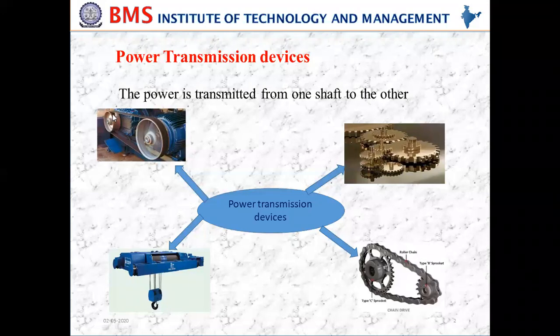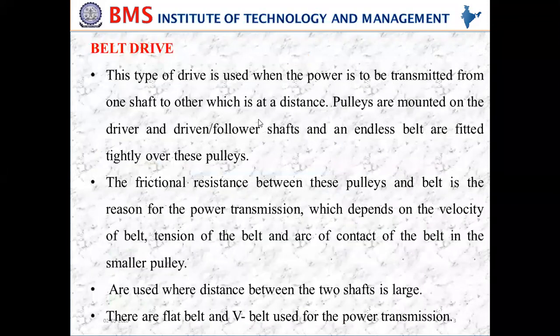So it is only up to more than 180 degrees that it is going to have contact by the belt with the pulley. So when you look at this, the second point, the frictional resistance between these pulleys and belt is the reason for the power transmission, which depends on three parameters: one is the velocity of the belt, the other is the tension of the belt, and the arc of contact of the belt on the smaller pulley.